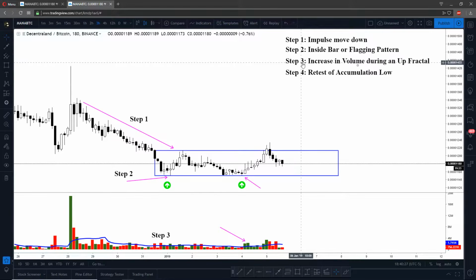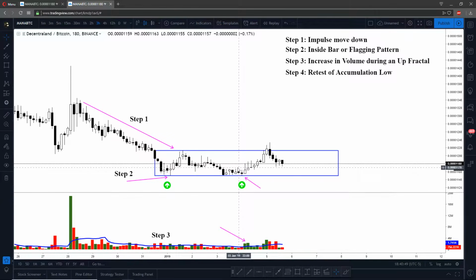So it could be like step 3.5, watch for accumulation high. Then step 4 is the retest of the accumulation low. So that is where you can buy. It's basically a double bottom. This is basically a double bottom pattern. Accumulation and distribution is taught many different ways.